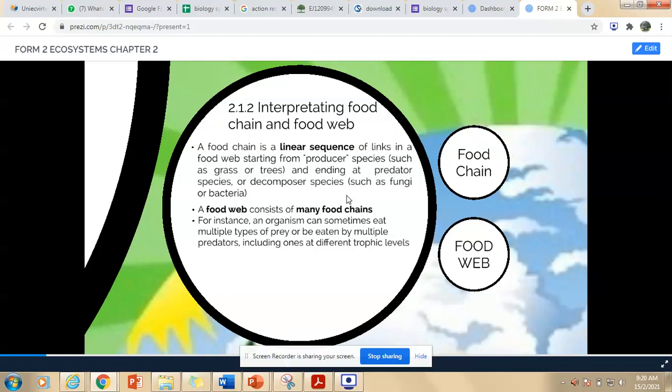Okay, food web ni, web means that there are many branches. Okay, there are many cabang. Okay, so food web is more complicated. Okay, is more interesting to look at compare with food chain, because you can see that a lot of different organisms eating each other macam tu.